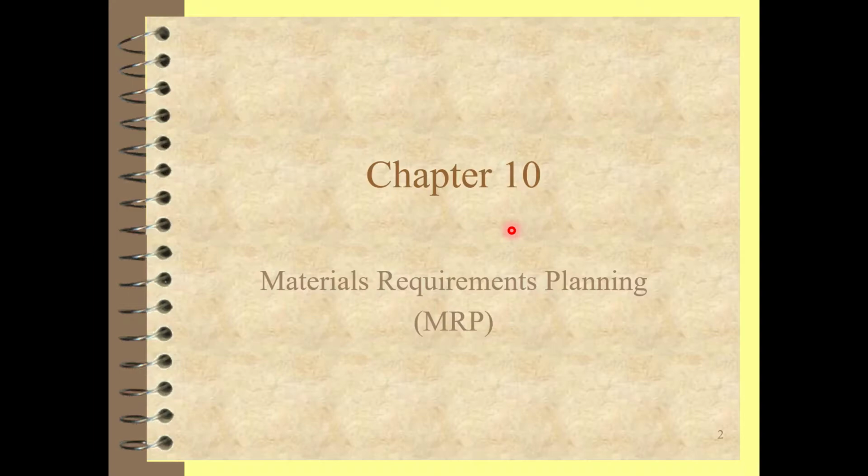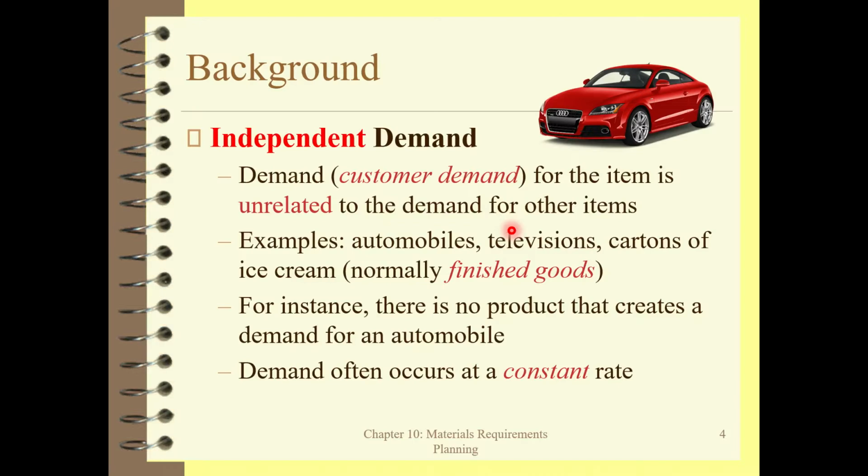This week we are going to focus on the topic of MRP, which stands for Material Requirement Planning. Last week's lesson we talked about independent demand, which is demand that is not related to other items. For instance, we talked about the car, television, or ice cream. They are finished goods. These products have no relation to other items, or in other words, there is no product that creates the demand for this kind of item. So this is what we call independent demand.